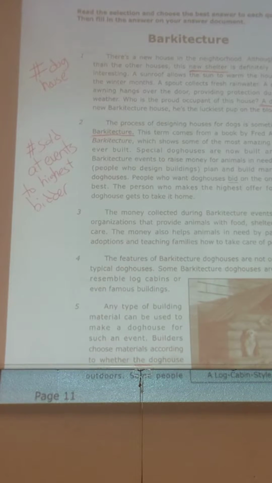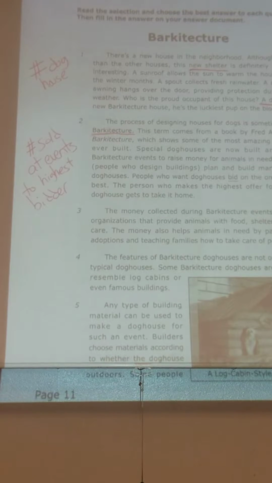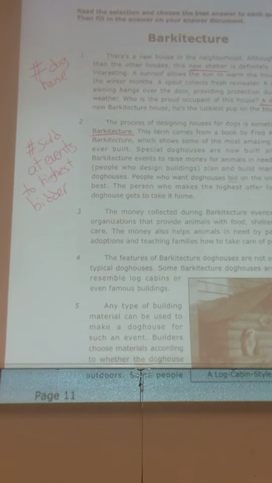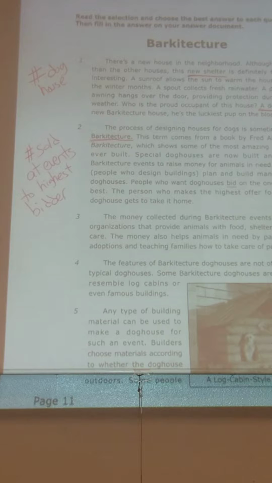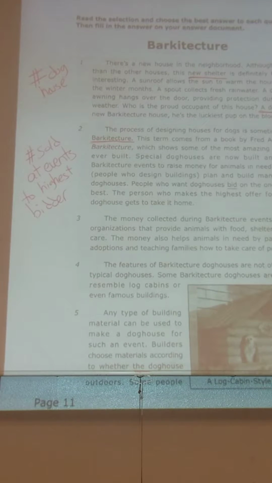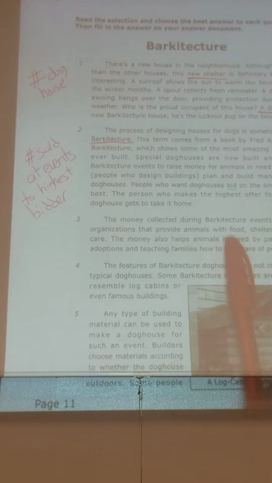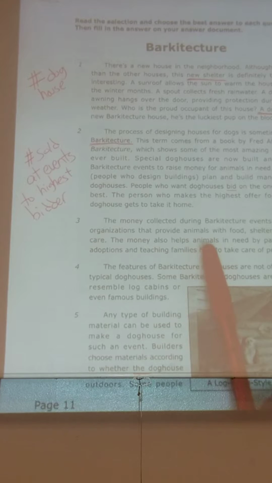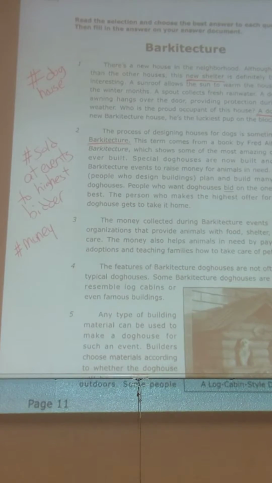Like what it does for you? Yeah. Like what does it do? What does what do for you? The architecture? No, read the first sentence. Oh, money. The money that's collected. So when they collect the money, like this guy bought the doghouse for $20,000, where does the $20,000 go? Into the supplies they need. It provides animals with food, shelter, medical care, pet adoptions, and teaching families. So where does the money go? Let's just write hashtag money.